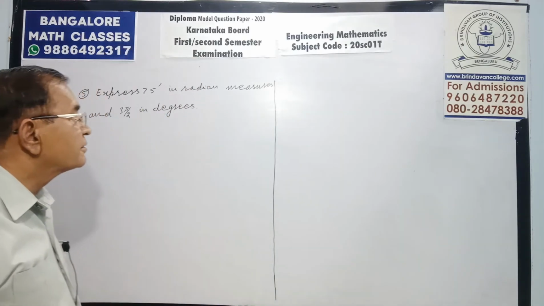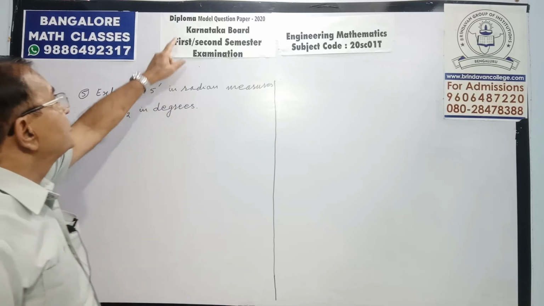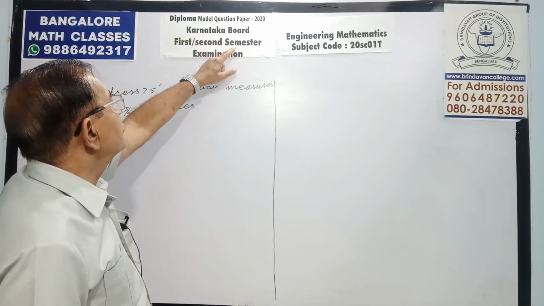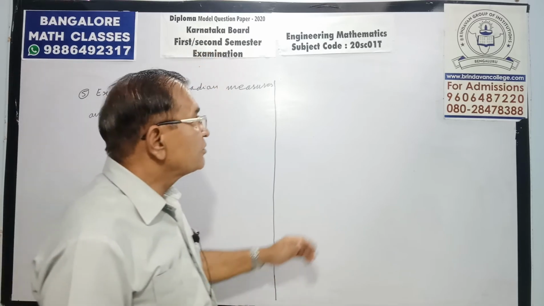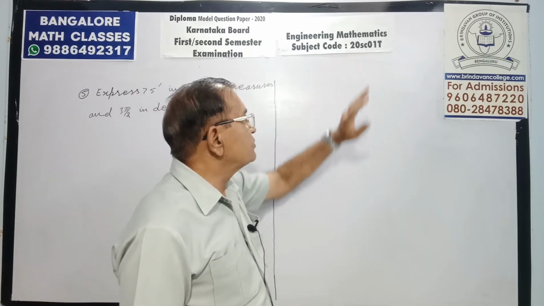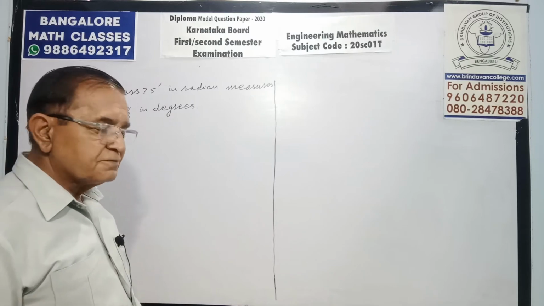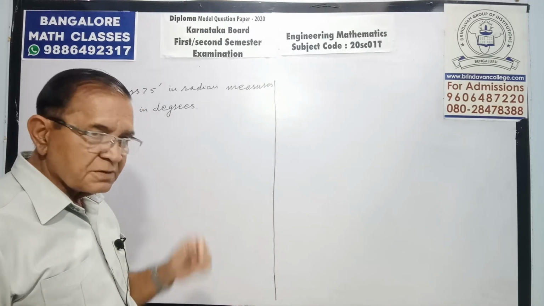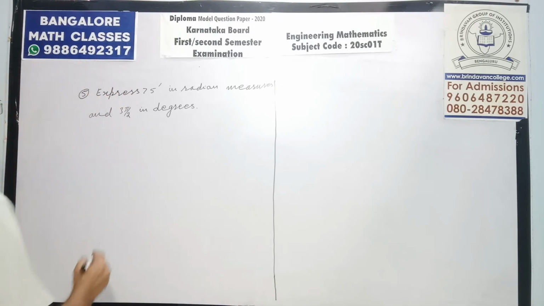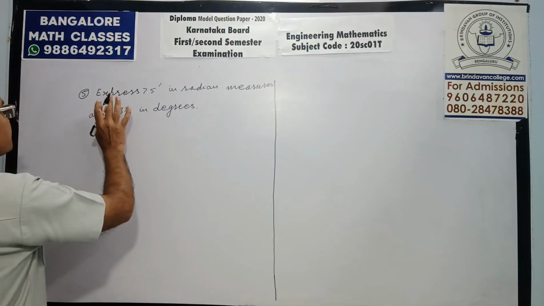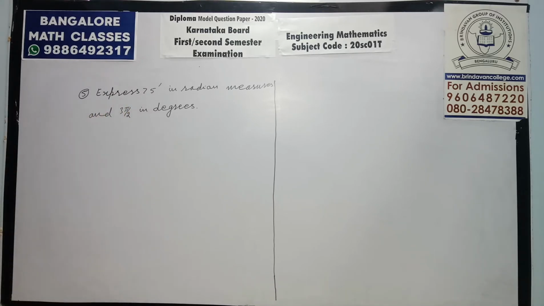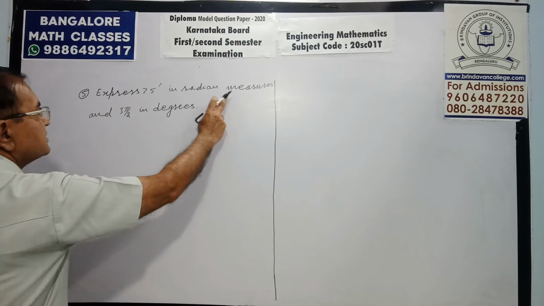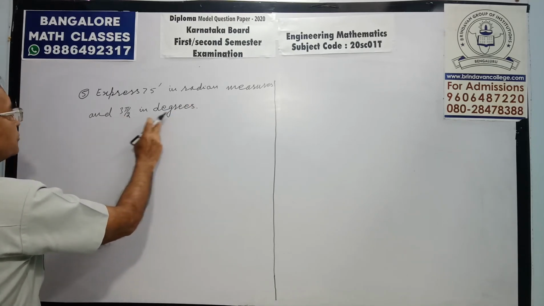So today I am continuing the Diploma Model Question Paper 2020 Karnataka Board, first and second semester examination, engineering mathematics. The subject code is 20SC01T. That's for the fresh diploma you are going to get this paper. First four sums I have solved. The fifth sum is express 75 minutes in radians and 3 pi by 2 in degrees.